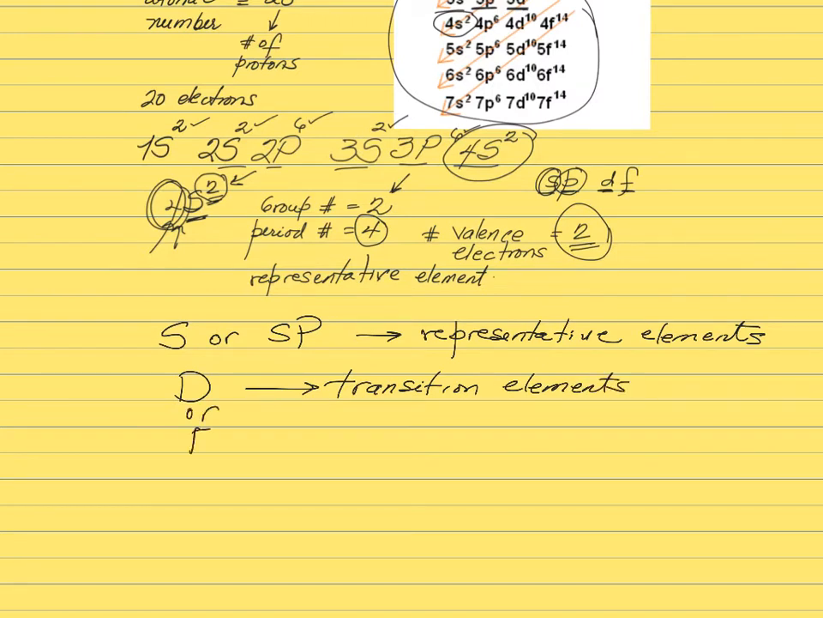D or f, but the f block is composed of the lanthanides and actinides, which are the 2 rows that you have at the very end of the periodic table. Those 2 rows, the lanthanides and actinides, are part of the transition elements, but their electron configuration ends in the f block. When you look at the electron configuration, you have the f orbital in the last level of energy.